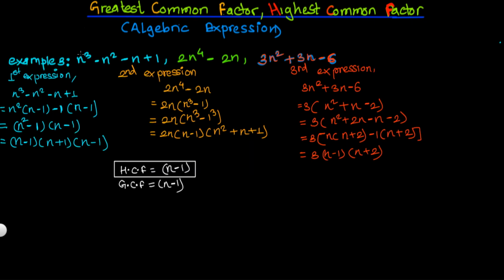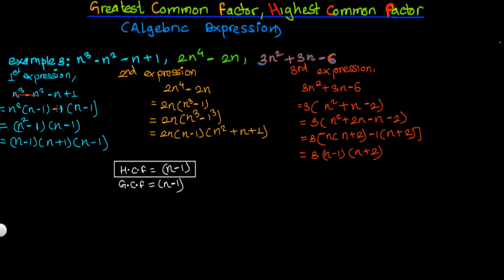Now in this example we're going to try to find the HCF or the GCF of n cube minus n square minus n plus 1. The first expression, second expression will be 2n to the power 4 minus 2n, and our third expression is 3n squared plus 3n minus 6. The first expression, let me write as it is for now, and then if I take n square common from the first two, I'll have n minus 1.